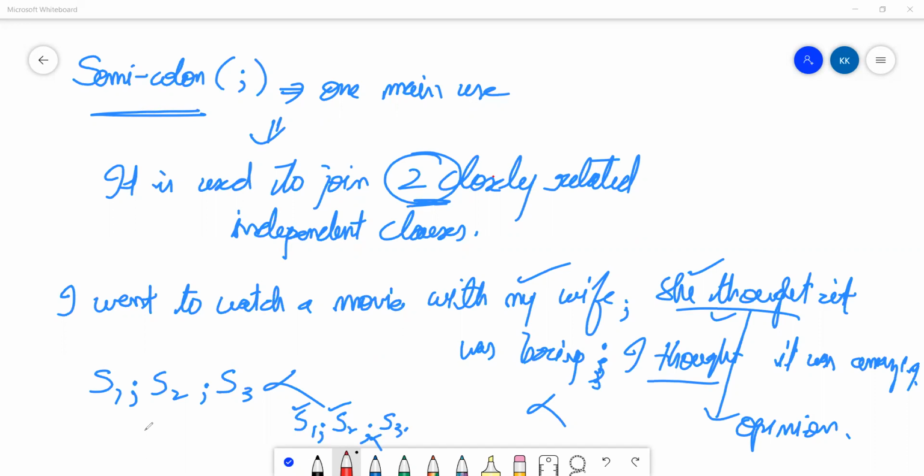The logic is, if there are two independent clauses which are related to each other or talking about the same context, then you can use a semicolon. Understood? Got it? Yes, ma'am.